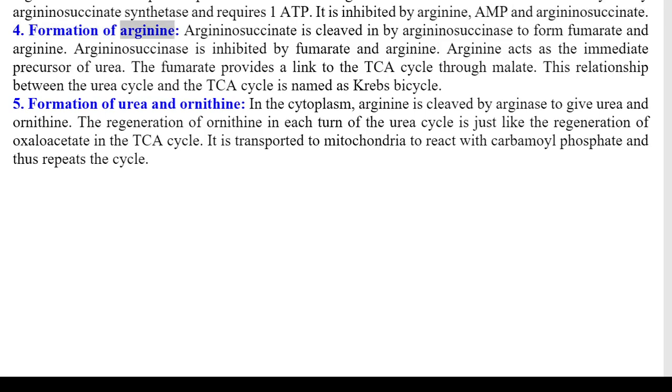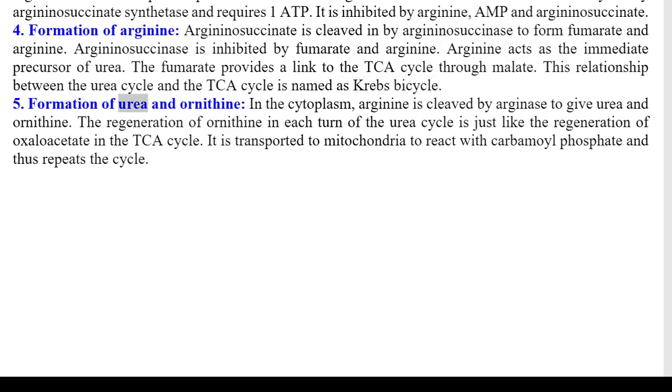For formation of arginine, argininosuccinate is cleaved by argininosuccinase to form fumarate and arginine. Argininosuccinase is inhibited by fumarate and arginine. Arginine acts as the immediate precursor of urea. The fumarate provides a link to the TCA cycle through malate. This relationship between the urea cycle and the TCA cycle is named the Krebs bicycle.